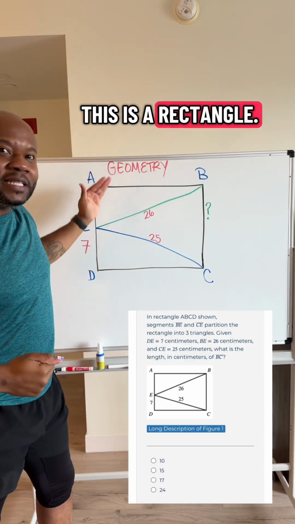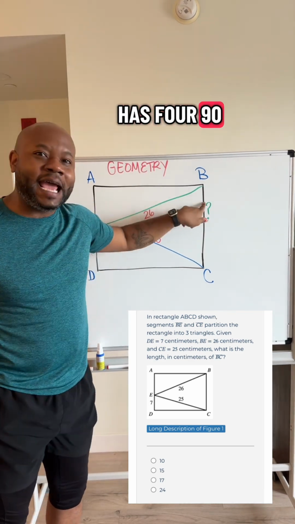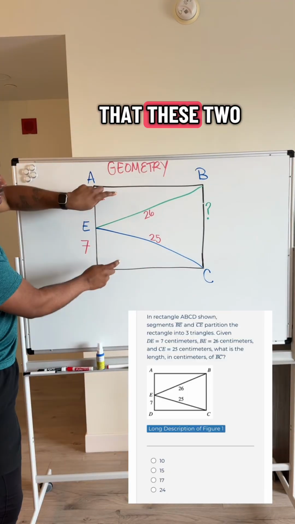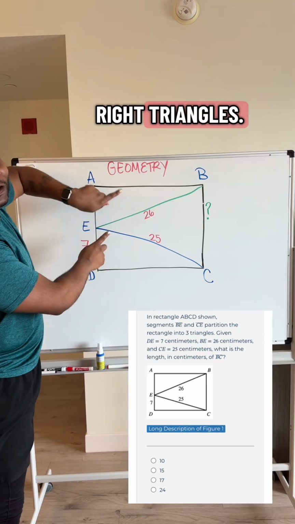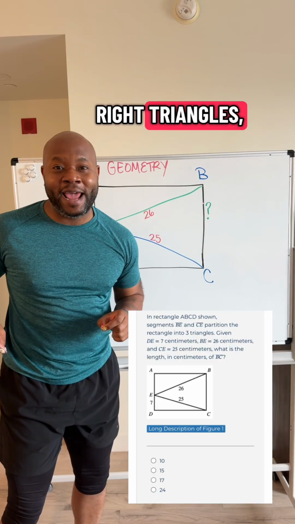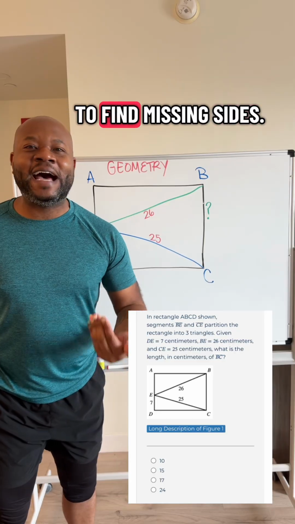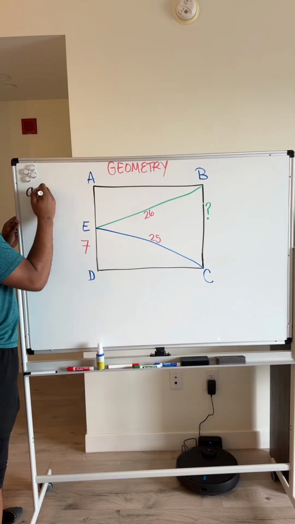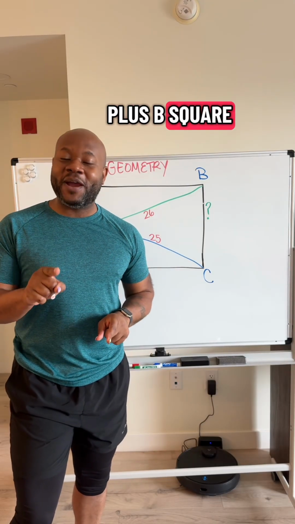We know that this is a rectangle, and a rectangle has 4 90-degree angles. If that's the case, that means that these two triangles right here are right triangles. Since they are right triangles, we can use the Pythagorean theorem to find missing sides. Do you know what the Pythagorean theorem is? Yes, a squared plus b squared equals c squared.